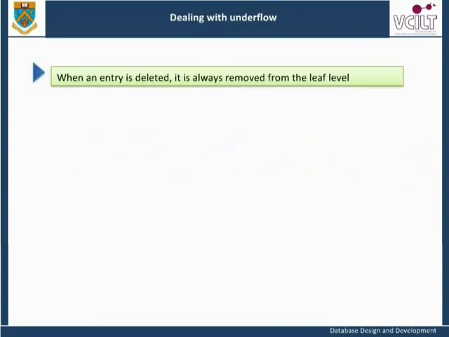When an entry is deleted, it is always removed from the leaf level. If it happens to occur in an internal node, because it is the rightmost value of a subtree, then it must also be removed from there. In this case, the value to its left in the leaf node will replace it in the internal node, because that node is now the rightmost entry in the subtree.